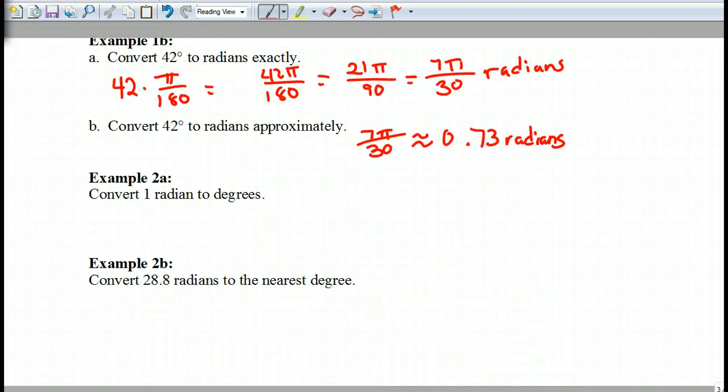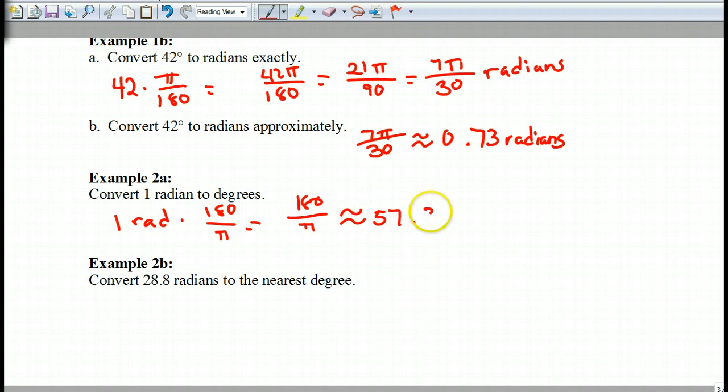Okay, a couple more conversions here. We're going to just convert 1 radian to degrees. So if I go 1 rad times 180 divided by pi, I'm just going to end up with 180 over pi. Okay, so this is my exact amount, but what if I want to convert it to my approximate amount? Then you just do it in your calculator, so it'll be 57.3 degrees.